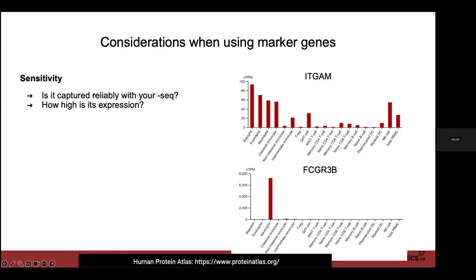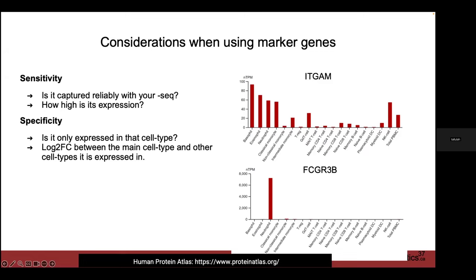So you're using marker genes. You want to consider whether the genes you're using are actually reliably captured in your sequencing data, and whether they're highly expressed or not. You also want to make sure they're actually specific to that cell type. A lot of marker genes in the literature are not very cell type specific. So here I've got two genes that are both reported widely in the literature as marker genes for neutrophils. As you can see, one of these is much better as a neutrophil marker than the other. The other one's just a general myeloid cell marker, but lots and lots of papers will tell you, no, that's a marker of neutrophils.